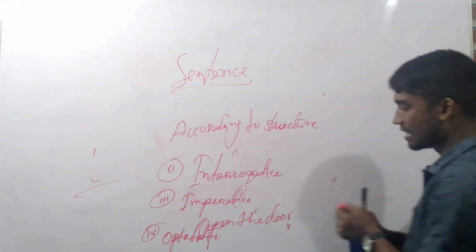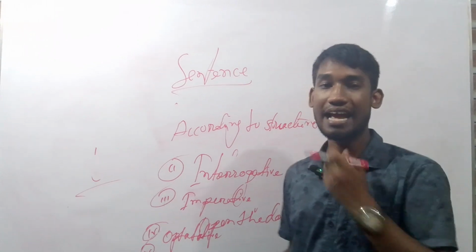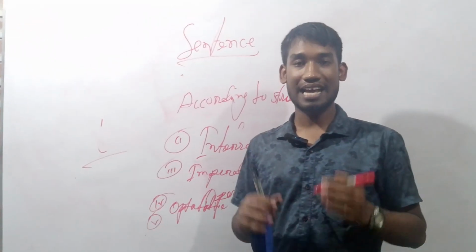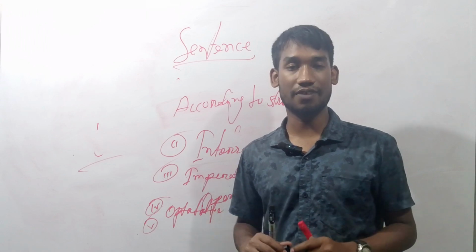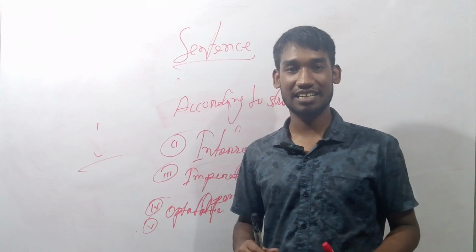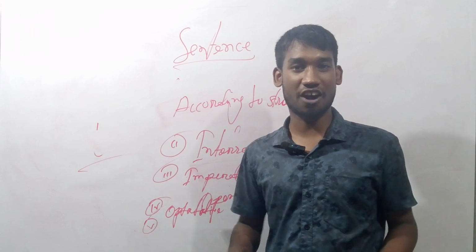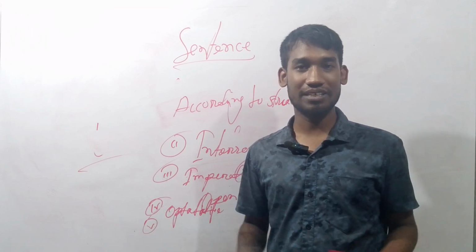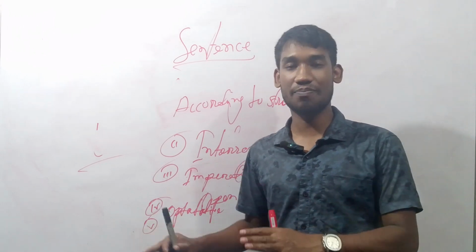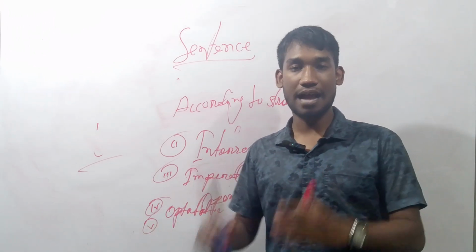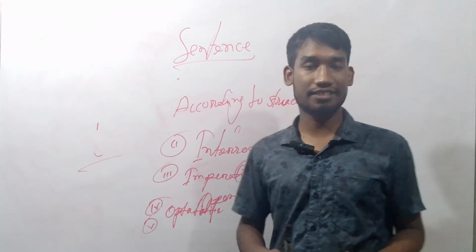And the final one is the exclamatory sentence. Exclamatory sentences are those sentences which express strong feelings, like what a beautiful day, what a nice car, wow, this is a nice place to visit. So this type of sentence having strong feelings is an exclamatory sentence.